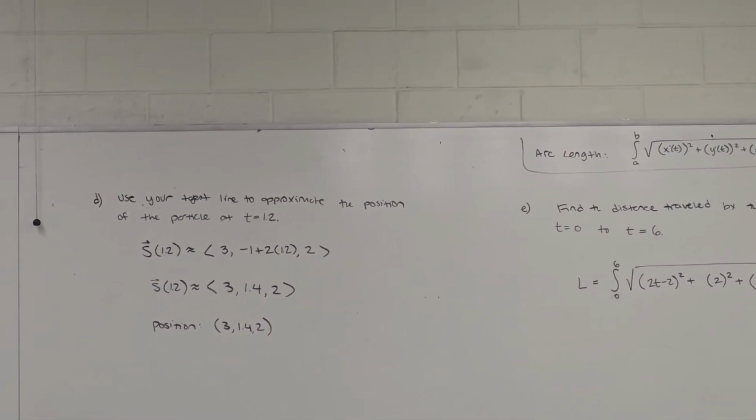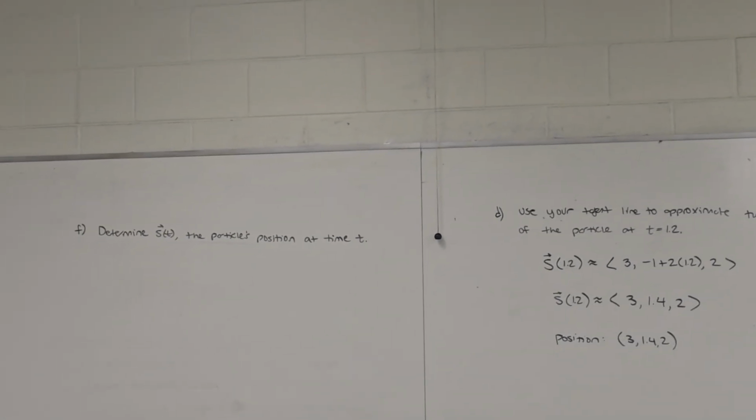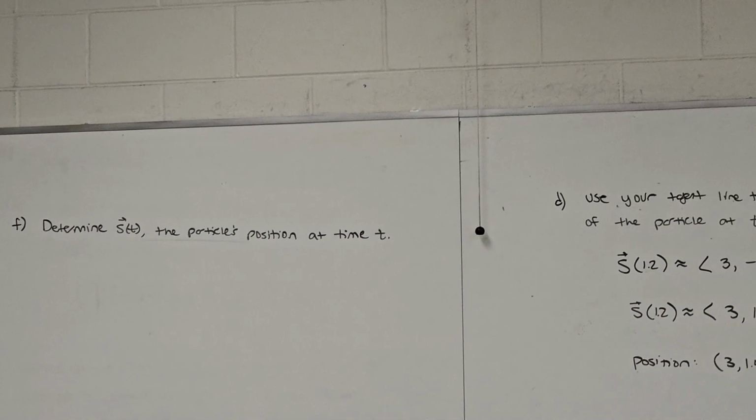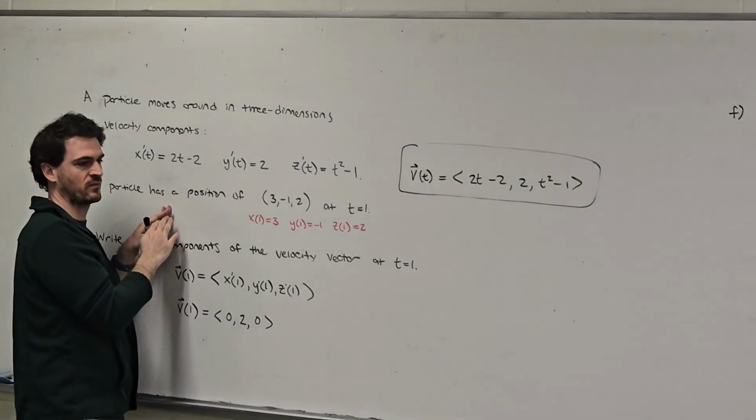So now determine S of t, the particle's position at time t. Yep, you're just going to integrate. Don't forget, you're going to get a plus c. That's why this initial condition is going to become a thing.